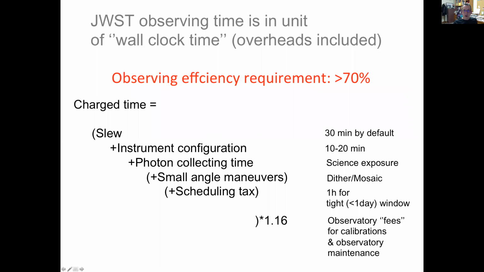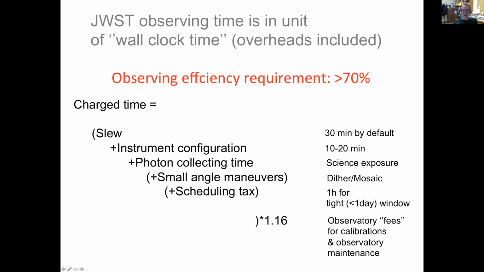Then you have to do small angle maneuvers to doing dithers. And also you have a tax. So if you require that you want to make your observation at a given specific date and time, for example, for transit spectroscopy, you don't have any choice. You have to be there when the planet goes in front of the star. Then there's a tax of 1 hour that is charged to you because of this constraint.